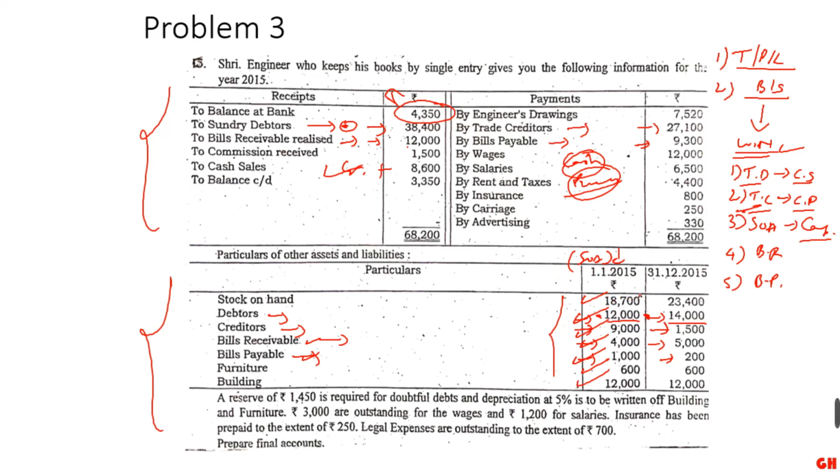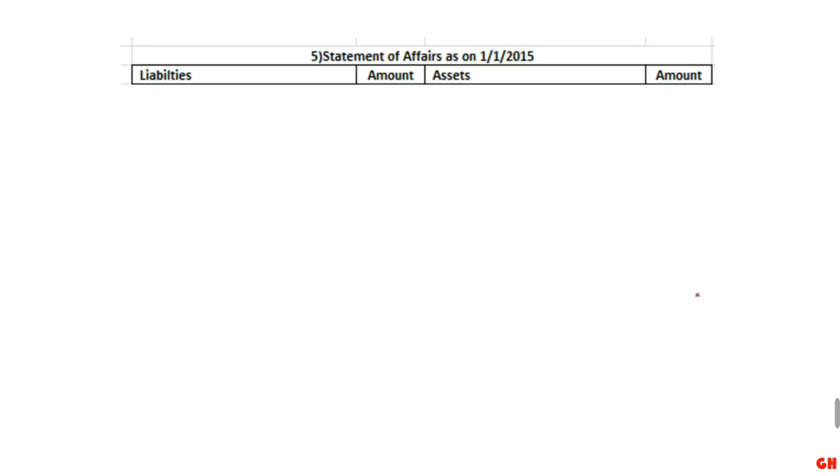And if you see carefully, this 18,700 will also have an effect. This 18,700 will be opening stock in profit and loss account. This is a closing stock, but this is last year's opening balance. Okay, now let us start with preparing the statement of affairs.